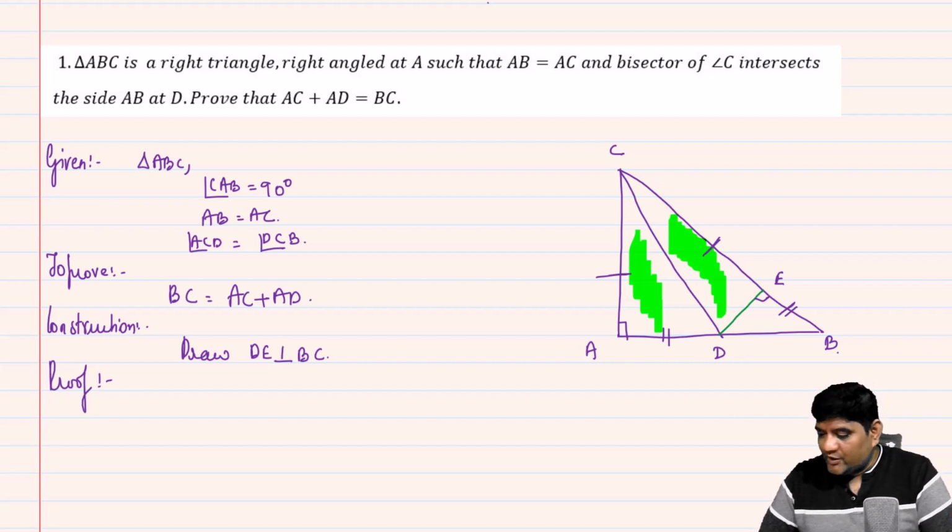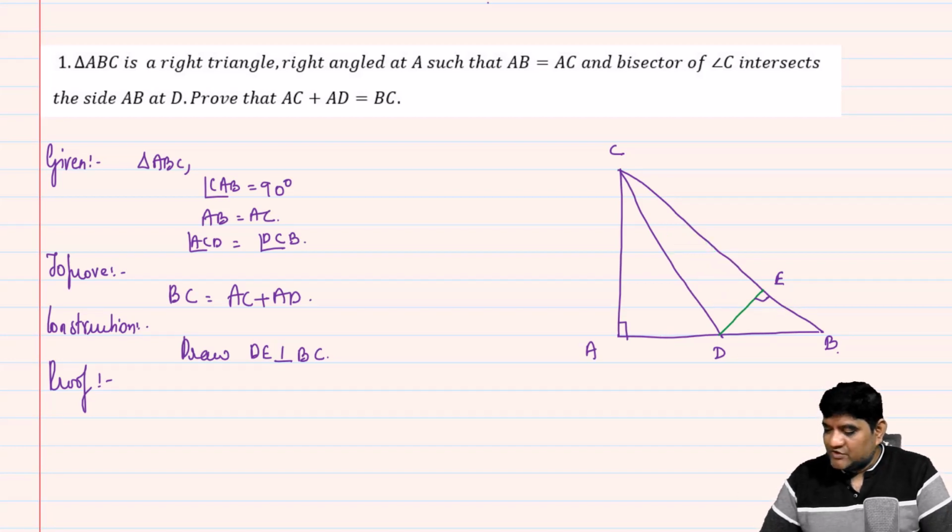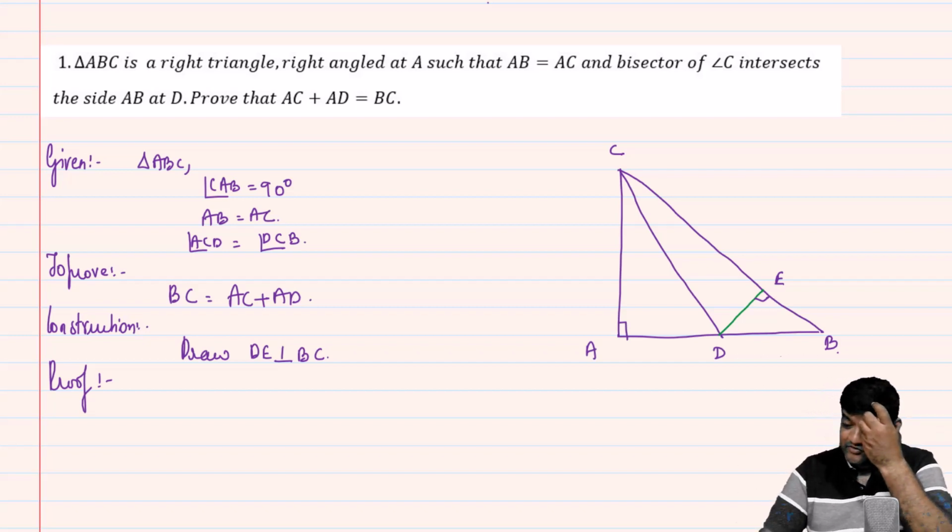So by proving congruency, I should be able to get AC equal to CE directly. But for proving AD is equal to BE, we need to take a longer route. Let's see what that means. First, let's go ahead and prove that triangles ACD and DCE are congruent.